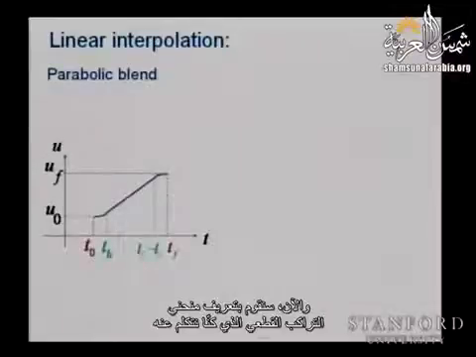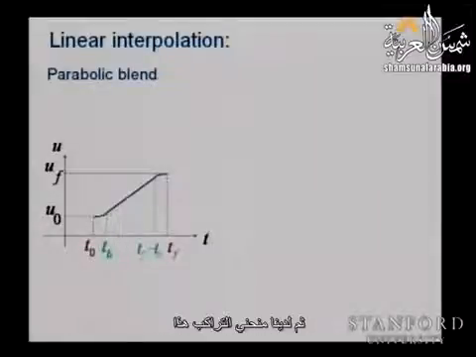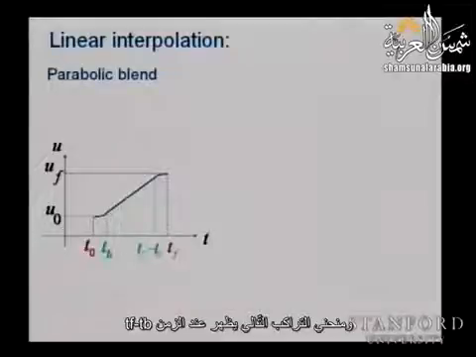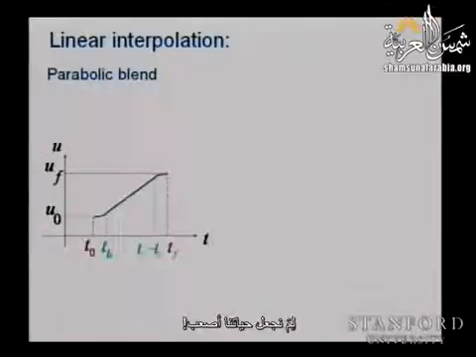Now we're going to introduce these parabolic blends that we were talking about. We have t sub 0 as the starting time and t sub f as the ending time, and then we have this blend. The first blend occurs at time t sub b, and the next blend is at time t sub f minus t sub b. We'll assume the length of each blend is the same for simplicity. Why make our life more difficult?